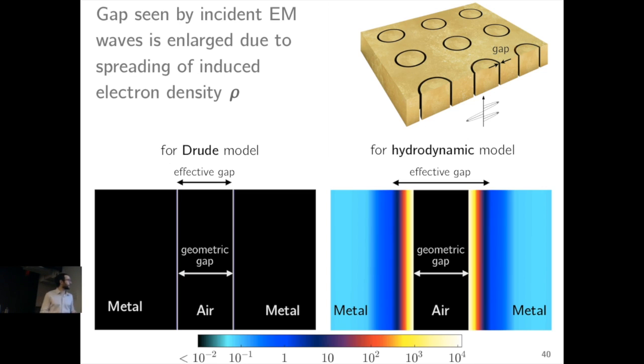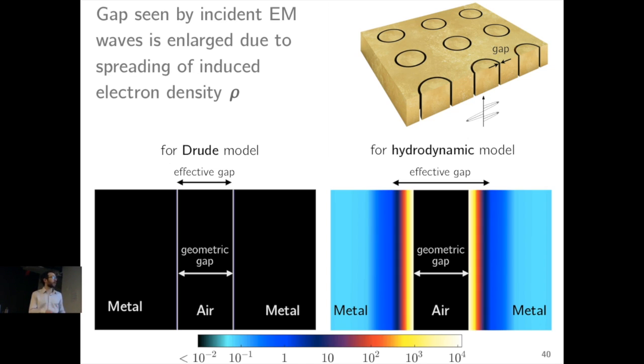And as you can see, for the Drude model, the induced electron density is a Dirac delta at the interface, which causes the geometric gap to be equal to the effective gap. And the effective gap is the gap that is seen by the electromagnetic waves as they propagate through the system. And the main consequence of this infinite squashing is the fact that the penetration of the electromagnetic waves in the metal is very poor for the Drude model.